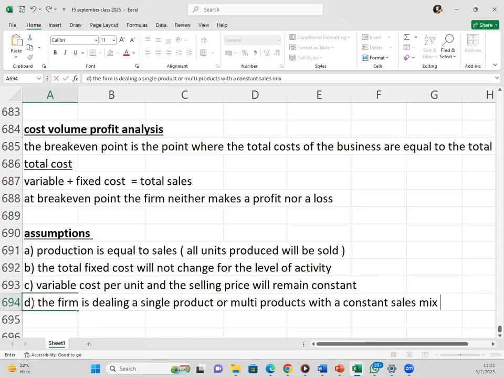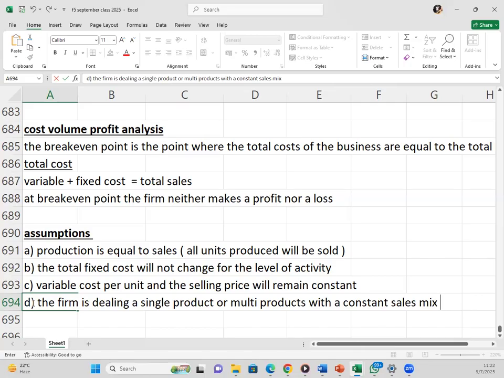A constant sales mix means when you sell maybe 5 units of A, you also sell 6 units of B. The products are in a constant ratio. You know that every time you sell one, maybe you're selling cars together with modulators. So for every car that you sell, you're also going to sell one modulator. So that's a constant sales mix.